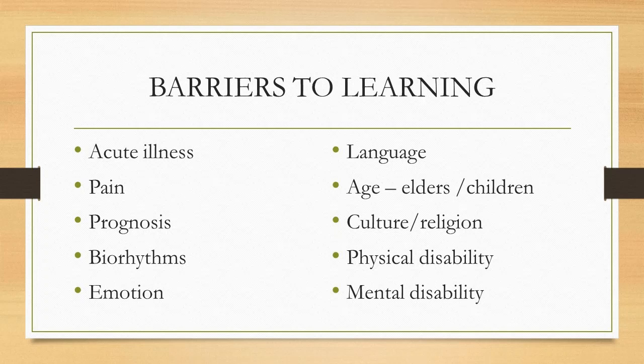Then we have culture and religion. Some cultures or religions may have some restrictions on certain types of knowledge, like birth control information. So as a nurse, assess the client's cultural and religious needs when planning learning activities. Next is physical disability. Visual, hearing, sensory, or motor impairments may interfere with the client's ability to learn. So as a nurse, you have to plan teaching activities appropriate to the learner's physical abilities.